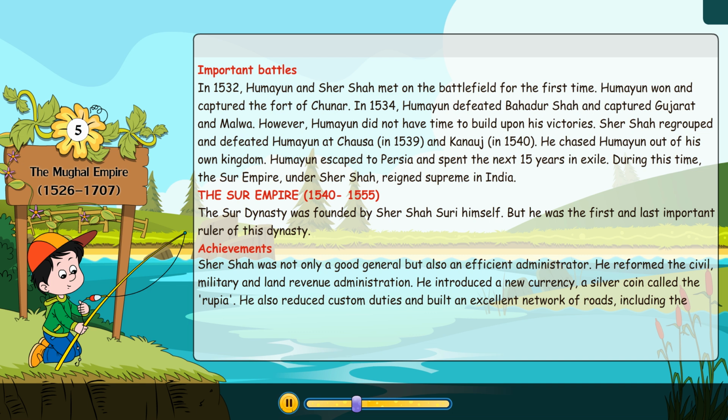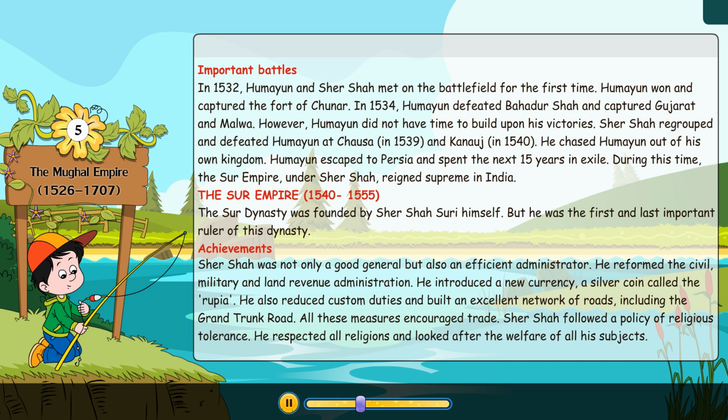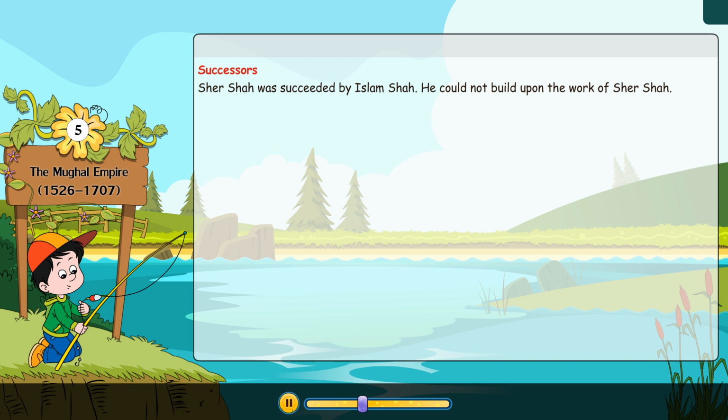He also reduced custom duties and built an excellent network of roads, including the Grand Trunk Road. All these measures encouraged trade. Sher Shah followed a policy of religious tolerance. He respected all religions and looked after the welfare of all his subjects. Successors. Sher Shah was succeeded by Islam Shah. He could not build upon the work of Sher Shah. Humayun defeated Islam Shah in 1555, occupied Delhi and ended the rule of the Surs.